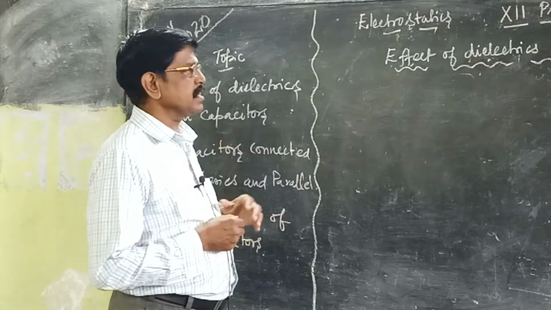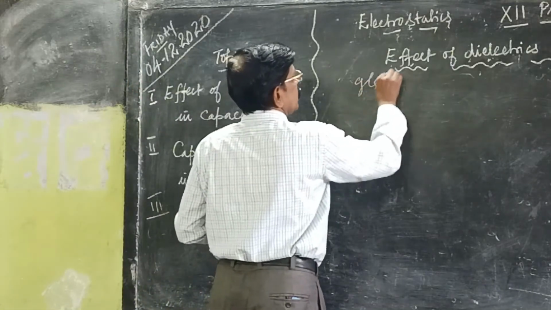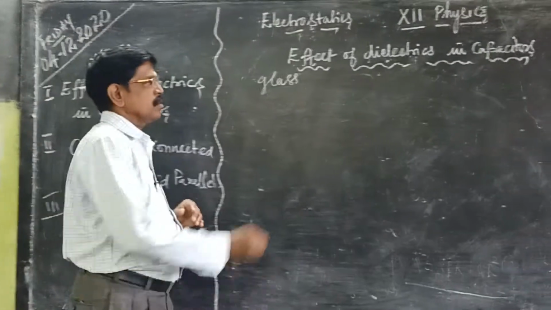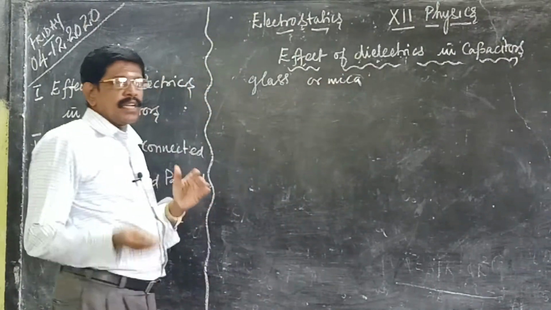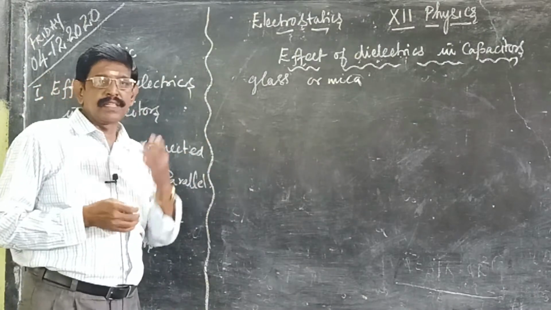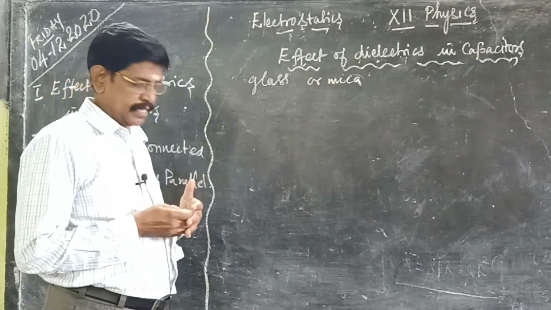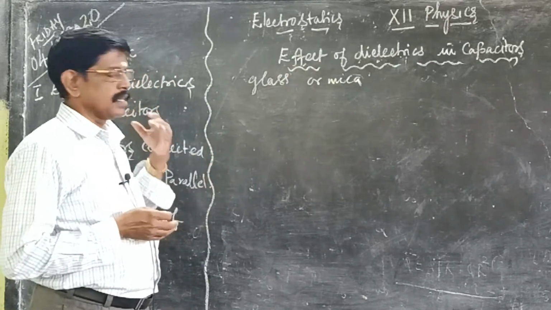What is a dielectric? For example, glass or mica. The glass or mica is inserted in between the plates. Whether the value of C increases or decreases, what is its energy, all these things we are going to discuss.